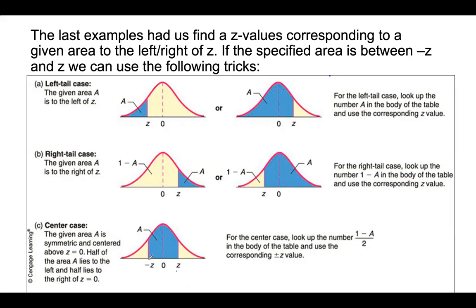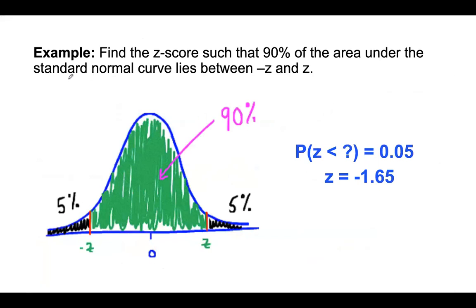So the area between values, let's say negative Z to Z, is a little bit more tricky. You could do 1 minus the area, divided by 2, and then calculate the Z values. So if you had the whole thing, you could divide by 2. So let's see this more tricky example for the center.